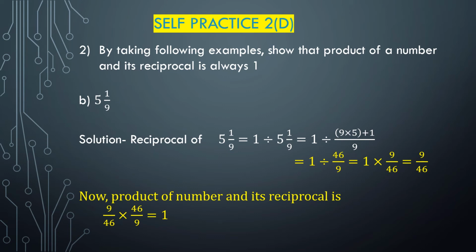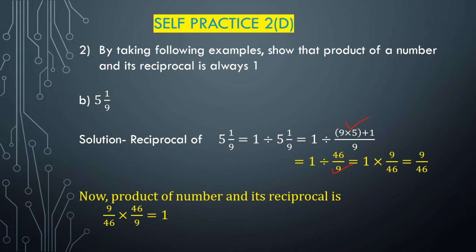Now we solve question number 2, part B: 5 1 divided by 9. We have to find the reciprocal of this mixed fraction 5 1 divided by 9, and show the product of this fraction and its reciprocal is always 1. First we have to convert this mixed fraction into an improper fraction. Multiply the denominator with the whole number, then add this product to the numerator, divided by the denominator. So multiply denominator 9 with whole 5, plus 1. 9 multiplied with 5 is 45. 45 plus 1 is 46, divided by denominator 9.